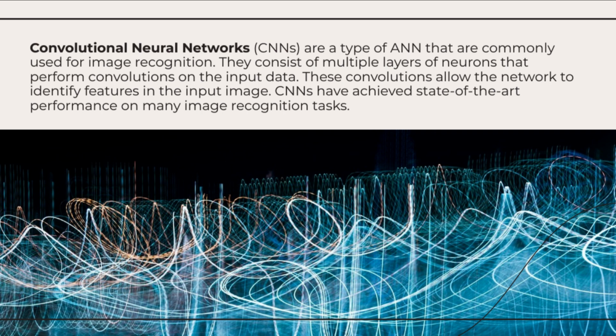7. Applications of artificial neural networks. Provide examples of real-world applications where artificial neural networks have been successful, such as image classification, natural language processing, speech recognition, and recommendation systems. Highlight the impact of neural networks in advancing AI technologies.